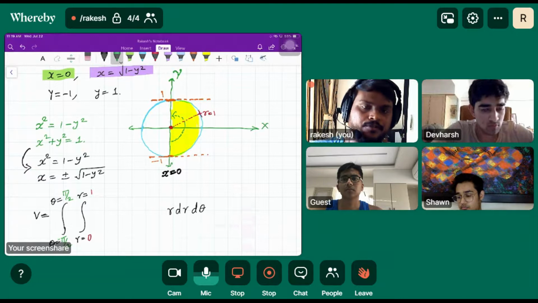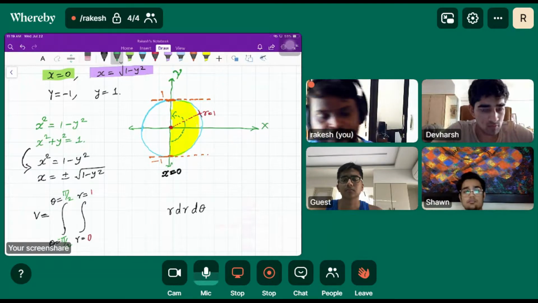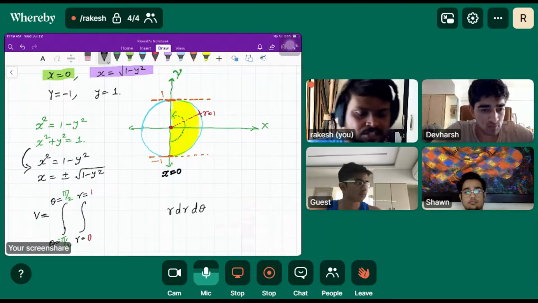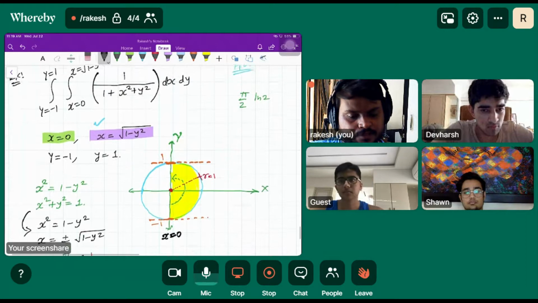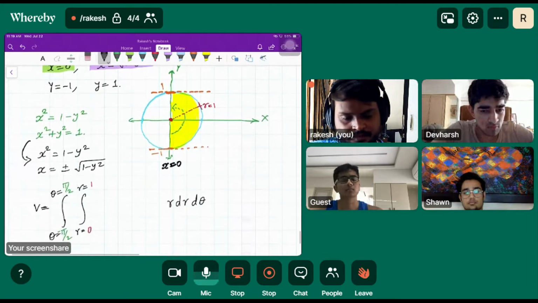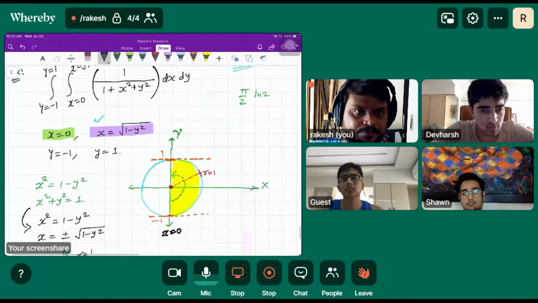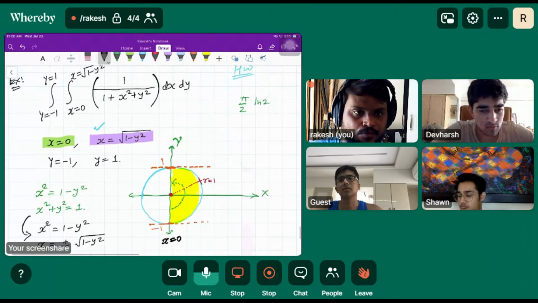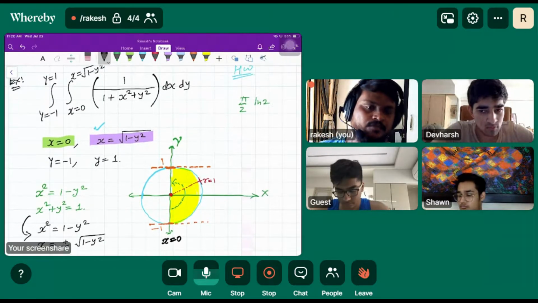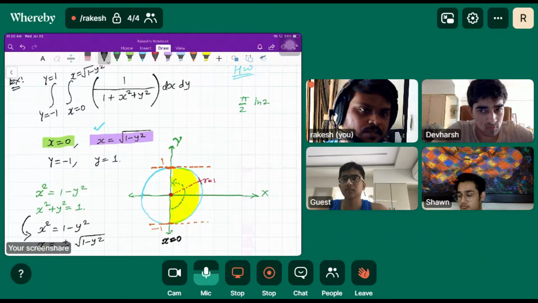In fact, we are going to do that afterwards, maybe. Okay. So is there anything left here, or is it all done? We have the given function also, right? So should I write the function as it is, 1 over 1 plus x square plus y square?